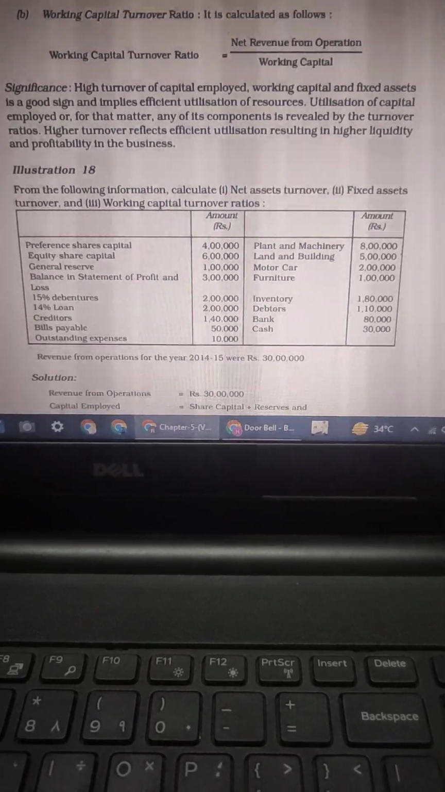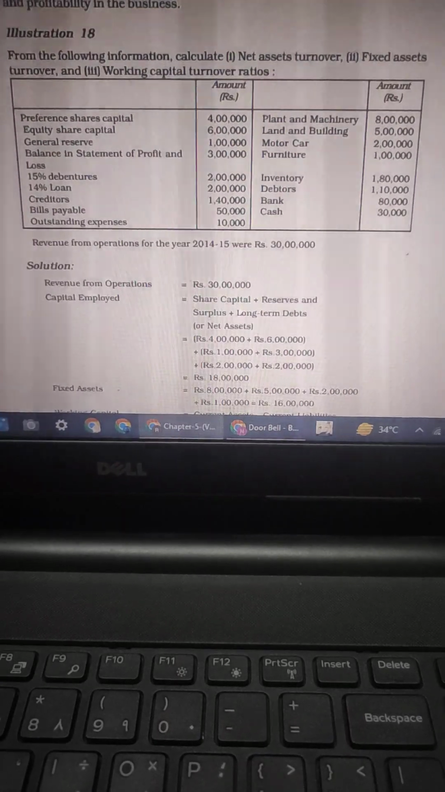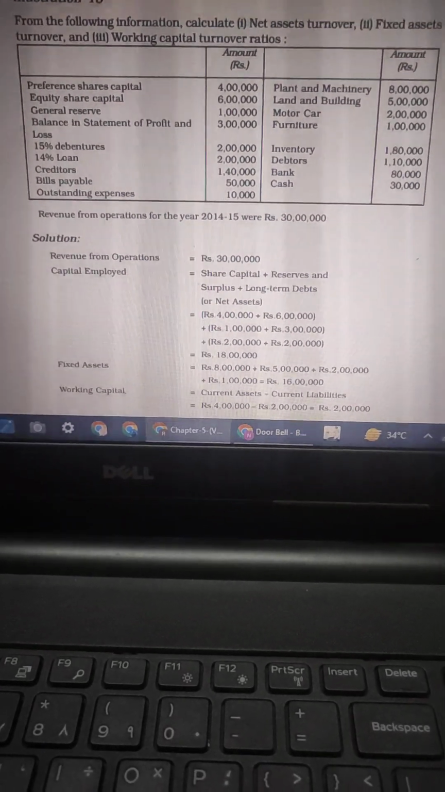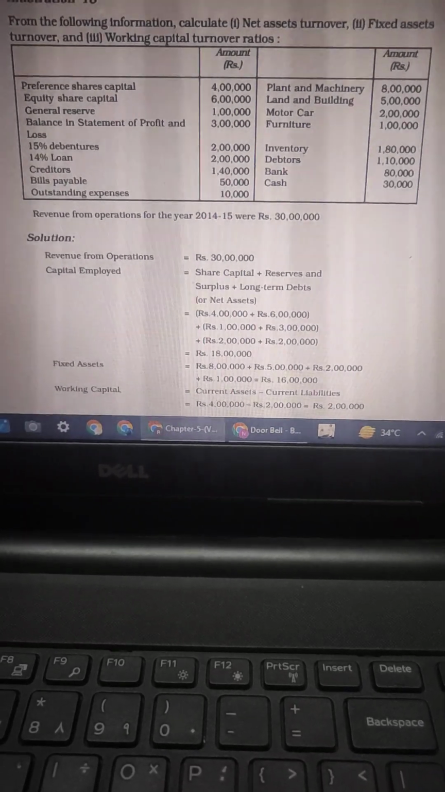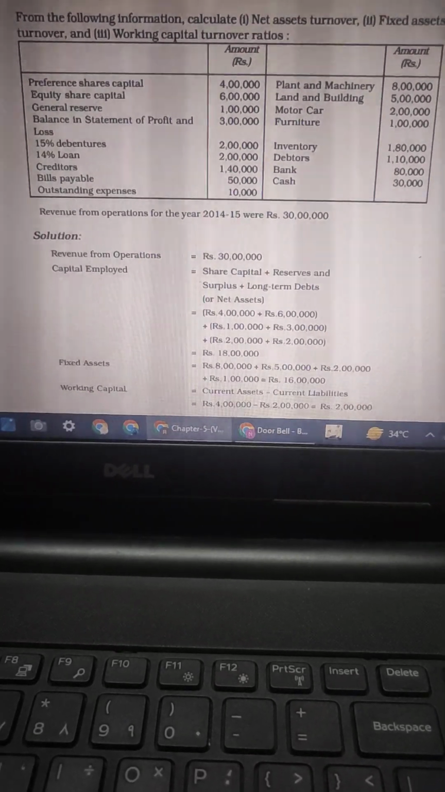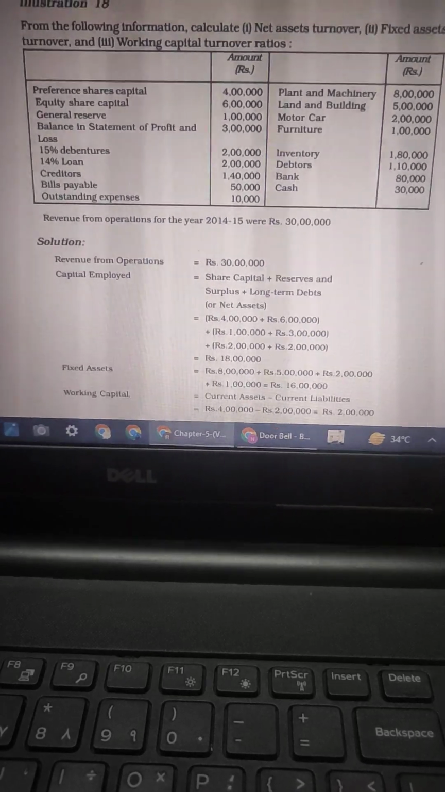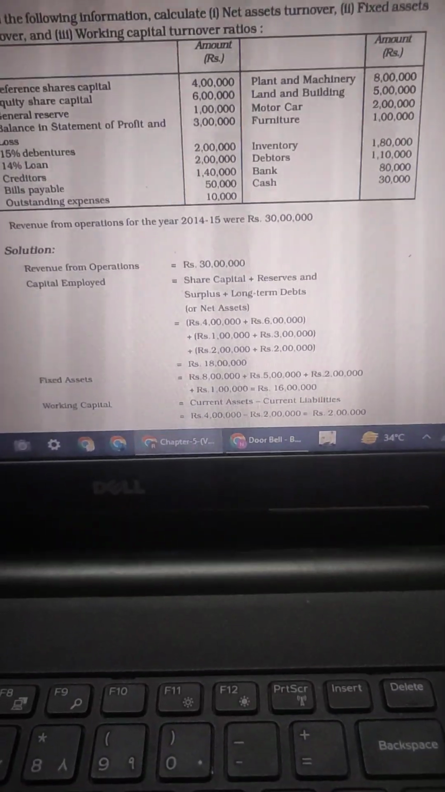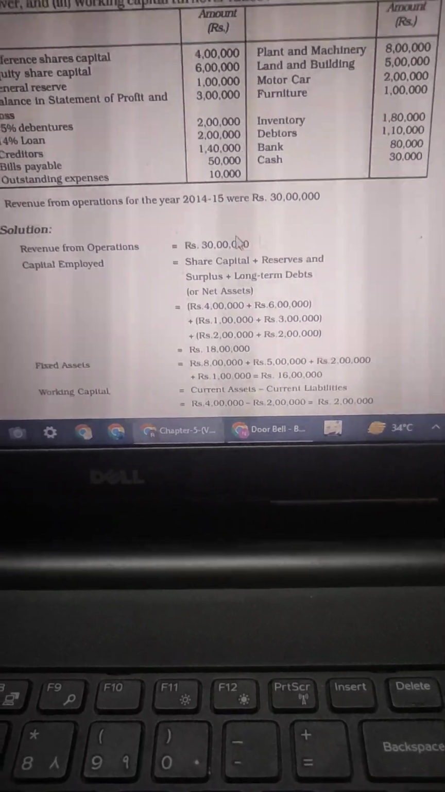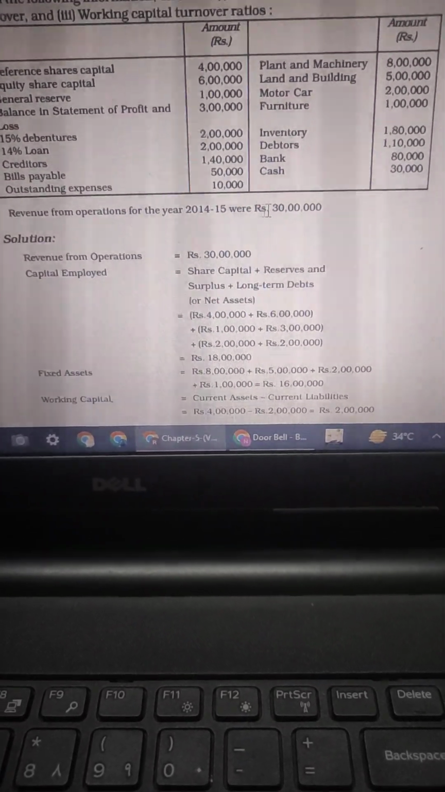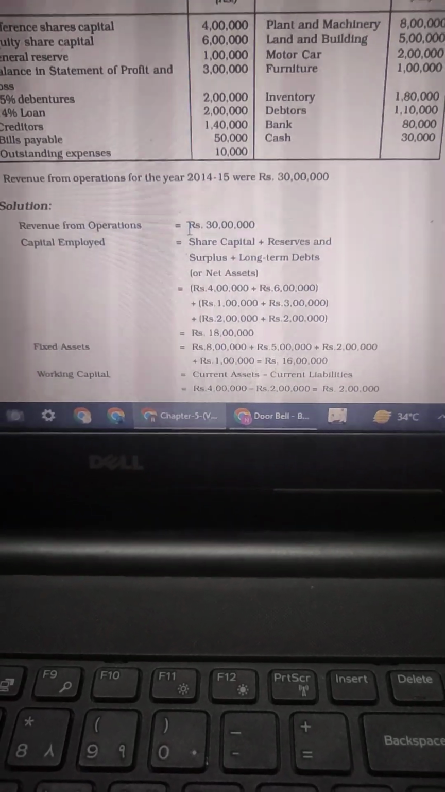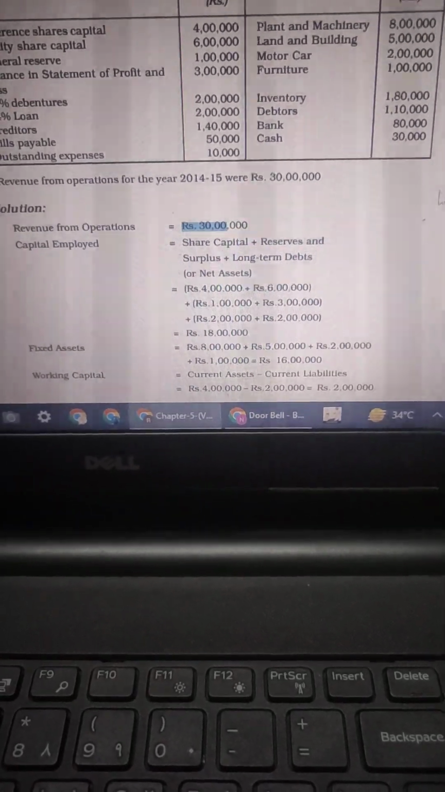Let us go on with one problem. Here a problem is given in the form of a balance sheet, from which we have to find the net assets turnover ratio, fixed assets turnover ratio and the working capital turnover ratio. Here revenue from operations is given directly, so we need not find it.